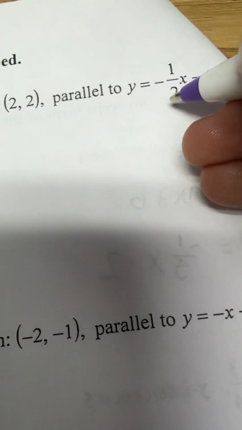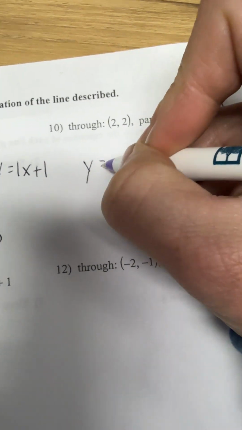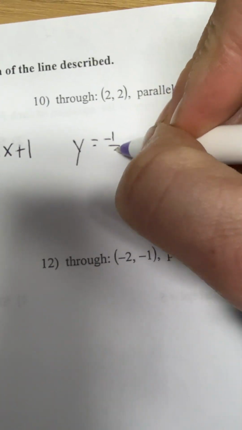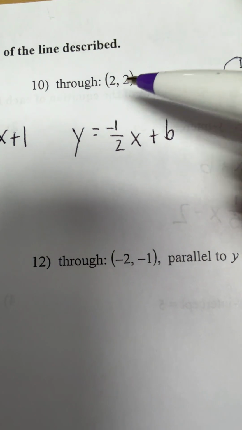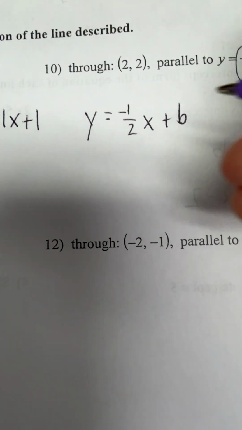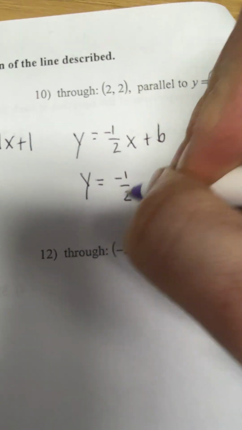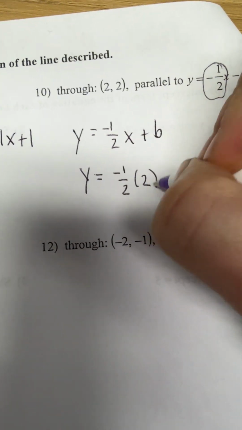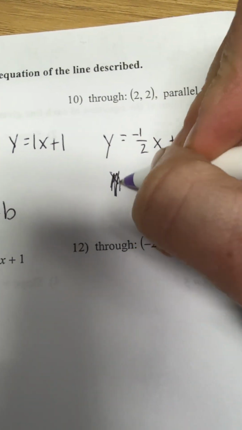So I'm trying to be parallel to this, so I know my slope is a negative 1/2. So I'm going to have y equals a negative 1/2 x plus b. And so my y is a 2 and my x is a 2. So I'm going to plug in 2 here and 2 here. So I get y equals negative 1/2 times 2 plus b. But I should have put a 2 in here. That's my bad.